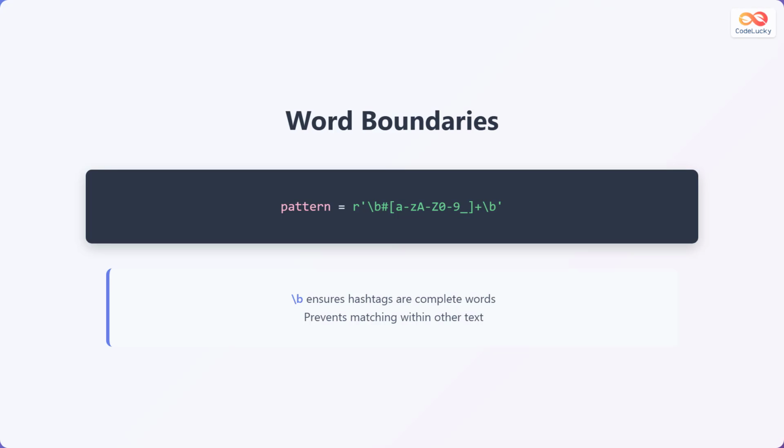To further refine our pattern, we can use word boundaries. Here's the updated pattern: \B#[A-Za-z0-9_]+\b. The boundary ensures that hashtags are complete words and prevents matching within other text. In other words, it makes sure that the hashtag is not part of a larger word. This is useful to avoid extracting parts of words that happen to start with a hash symbol.